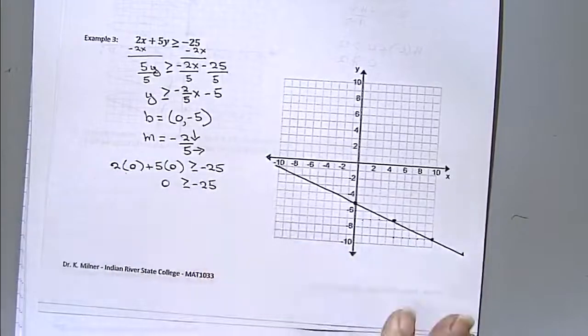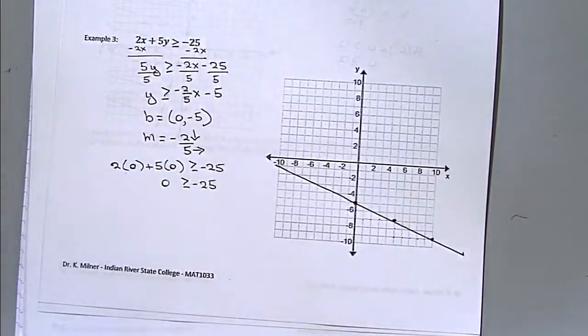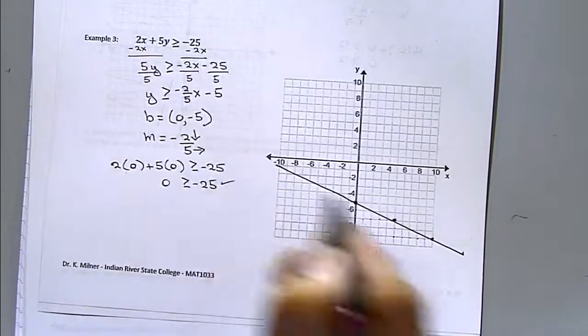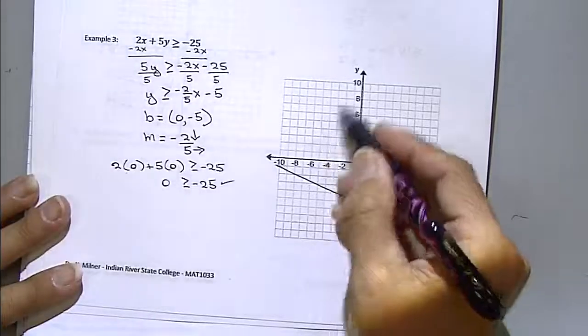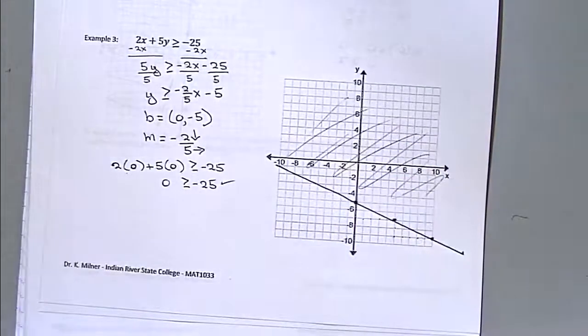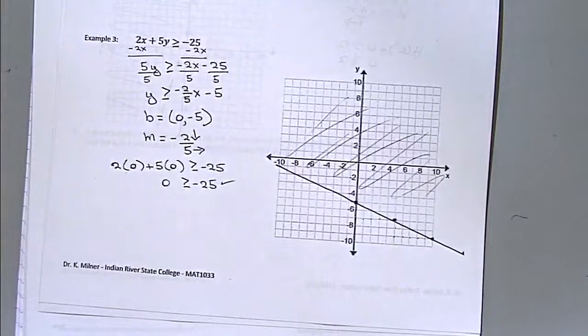Now, at first glance, some of you are going to want to say false. But remember, that's a negative 25, right? 0 is bigger than a negative 25. So, yeah, this is true. So that point is a part of my answer. So my answer is shaded over there.